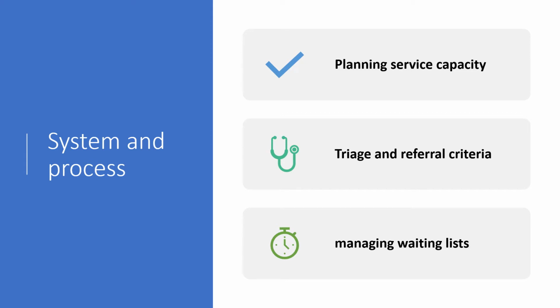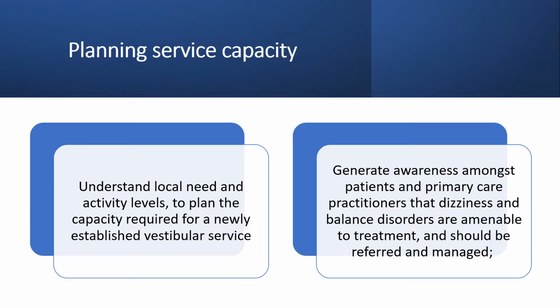When you are planning for your service capacity, you have to understand the local needs and activity level. Like, what do you have there? Do you have a physiotherapist there? Do you have a trained audiologist there? So you have to consider all those things in designing your service. Then you have to generate awareness amongst the patients and those who are referring patients to you, like primary care practitioners, your GPs, that this vertigo and balance disorder are amenable to treatment, and you are offering a service to diagnose and treat these conditions.